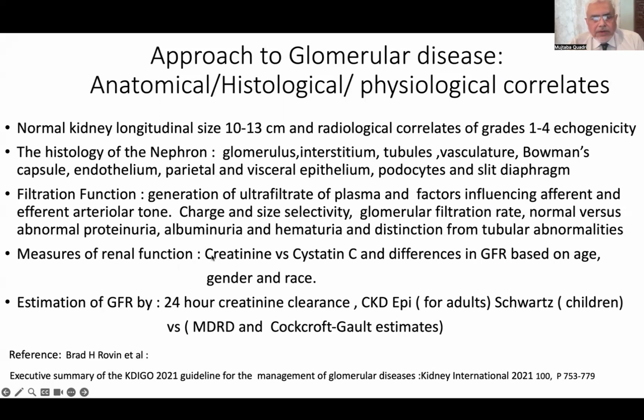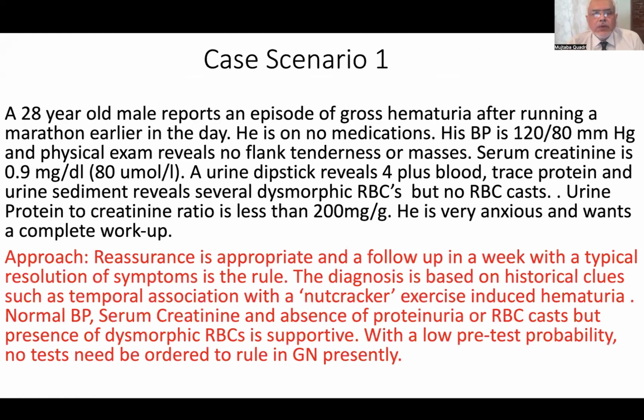We do have creatinine and cystatin C, the new kid on the block, as a marker of renal function. However, the newer CKD-EPI and the KDIGO equations supersede the previous MDRD and Cockcroft-Gault formulae and have excluded even race from the equation.